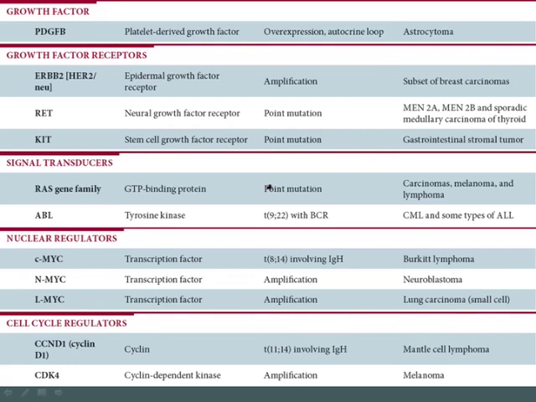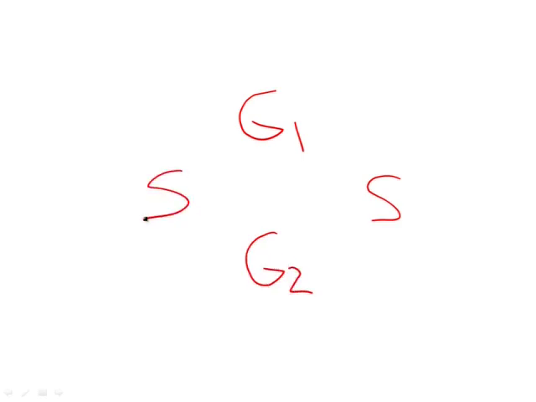Okay, so now let's go to the final group of oncogenes, and these are the cell cycle regulators. It's important to note that the cell cycle regulators are proteins that assist movement through the cell cycle. So let's go back and create a little whiteboard. Remember that the cell cycle basically consists of G1, S, G2, and M. Now, important to note here that the G1 to S phase transition is the most highly regulated part of the cell cycle.